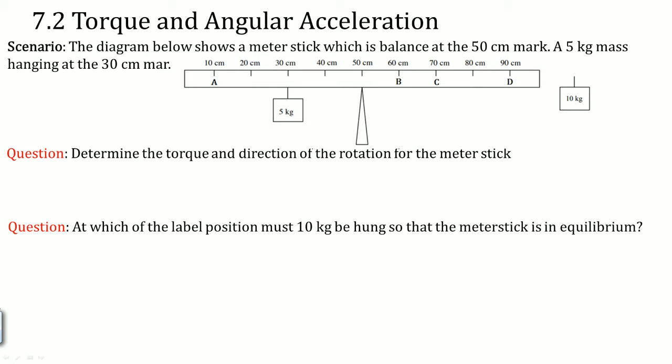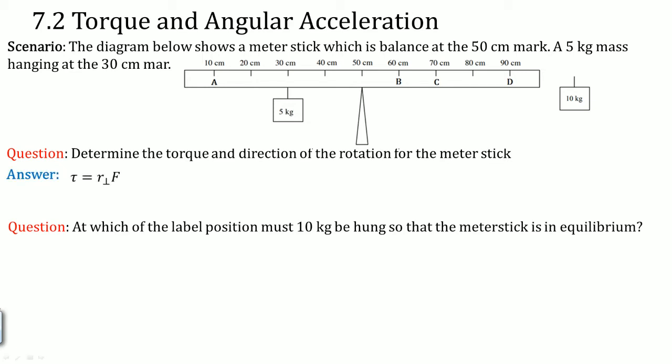Scenario. The diagram below shows a meter stick which is balanced at the 5 centimeter mark. A 5 kilogram mass is hanging at the 30 centimeter mark. Question. Determine the torque and the direction of rotation for the meter stick.